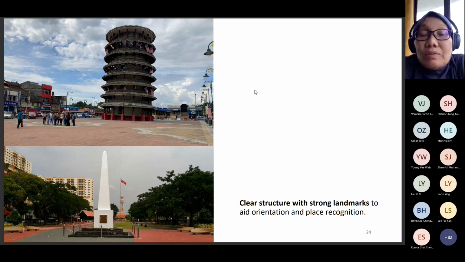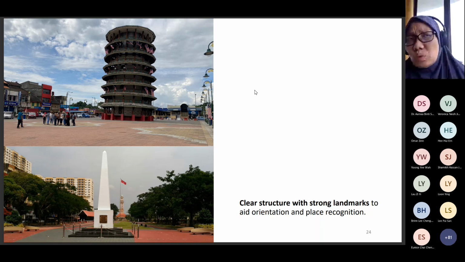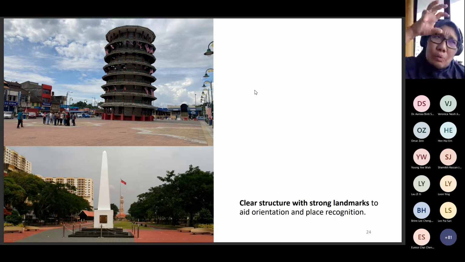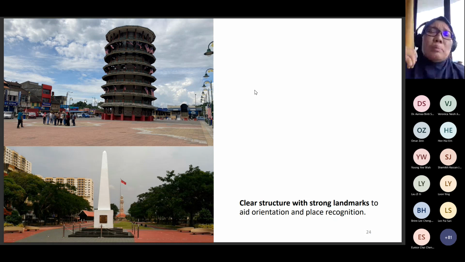And then what we have from the past, we have clear structure with strong landmarks to aid orientation and place recognition. Now, it's important in a city. I mean, like what Lynn is saying, this importance of landmarks is not just to aid orientation, but it's also to indicate this is an important place where you can organize, and it helps you to remember places.